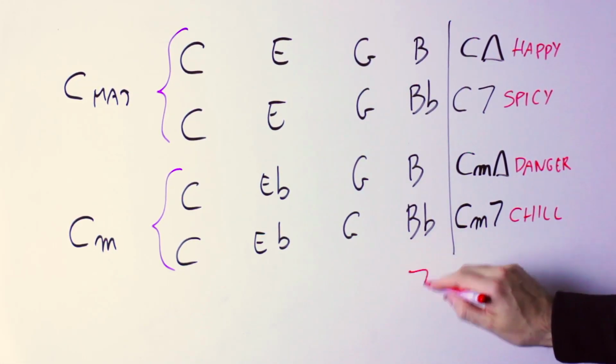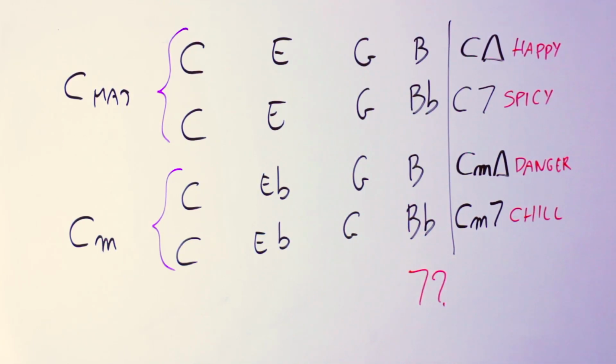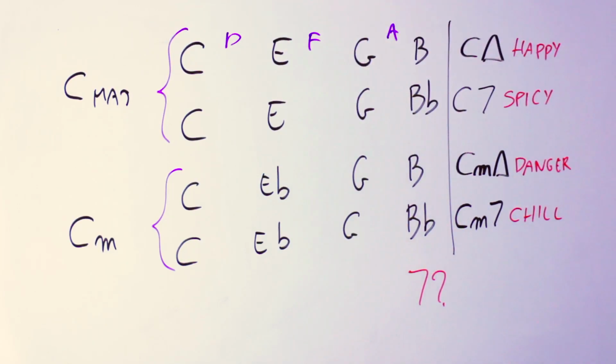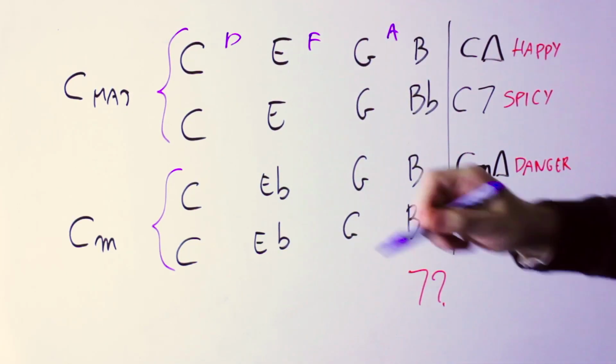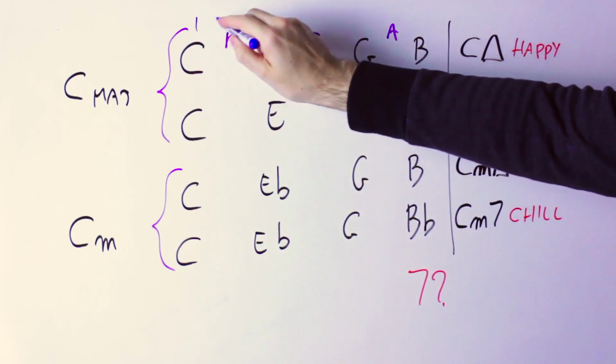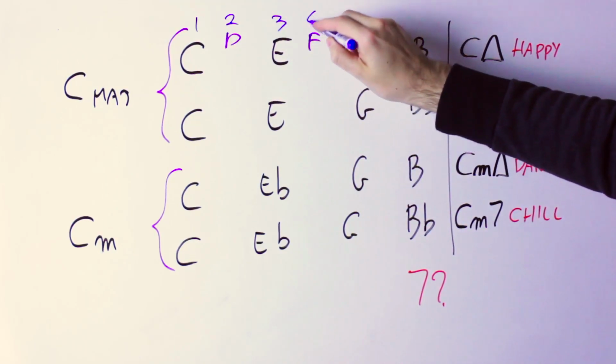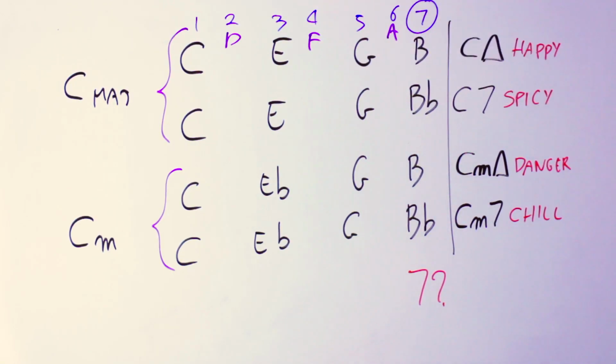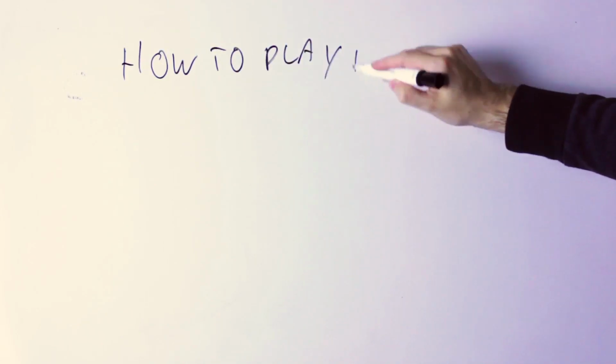Now, one question you may have is why that extra note is called the 7th. Well, that's because if you try, for instance, to write the C major scale, C, D, E, F, G, A, B, well then C is the first note, D the second, E the third, F the fourth, G the fifth, A the sixth, and B is the 7th note of the scale, and that's why we call that note the 7th. How do we play those chords on the guitar fretboard?